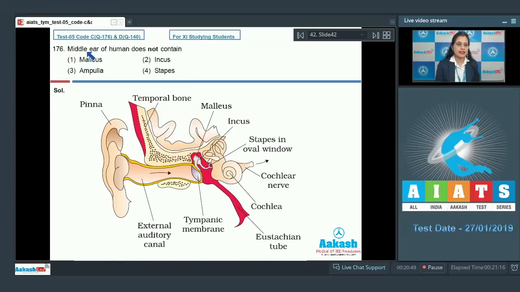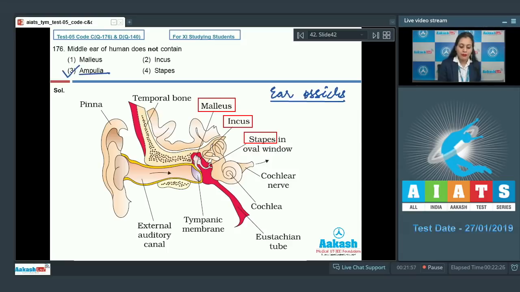Question number 176. Middle ear of human does not contain. Options are malleus, incus, ampulla and stapes. And as you can see here in this diagrammatic representation of human ear, middle ear consists of ear ossicles, which include malleus, incus and stapes. So the odd one among the given options is option number 3, ampulla.